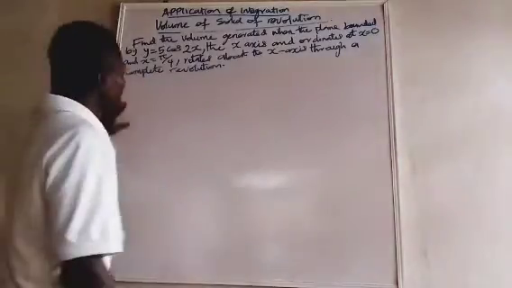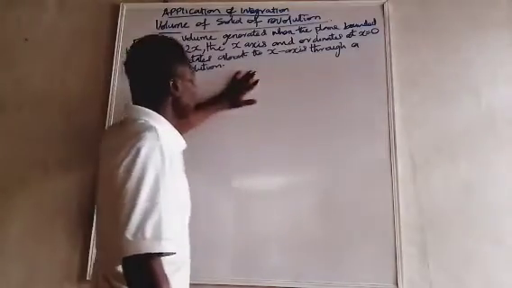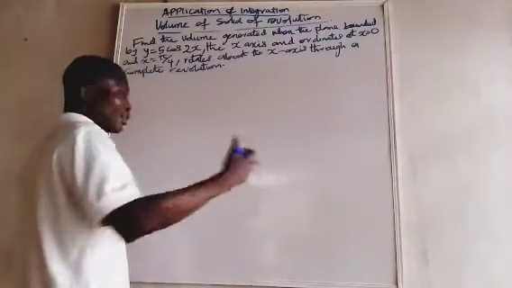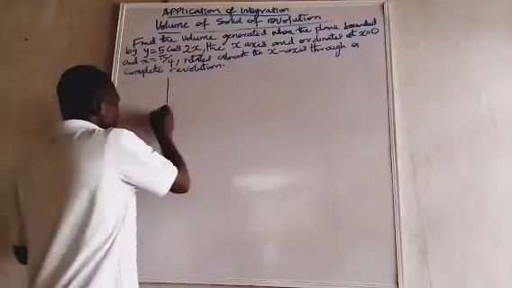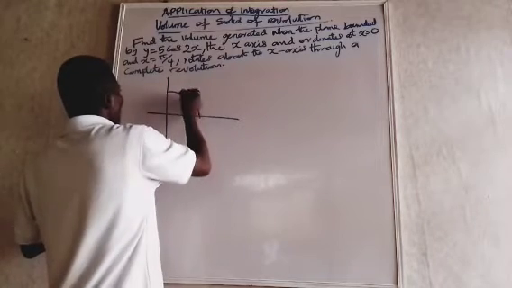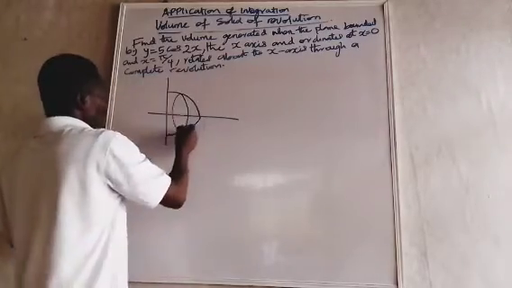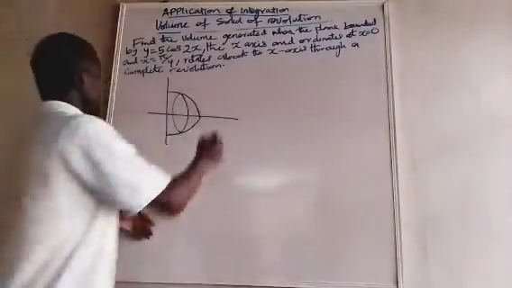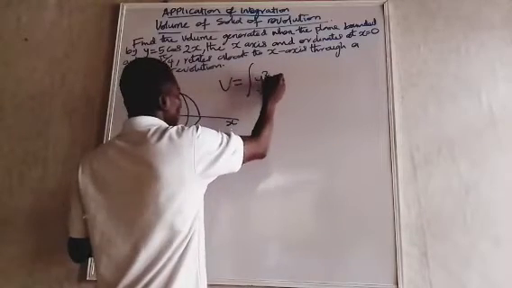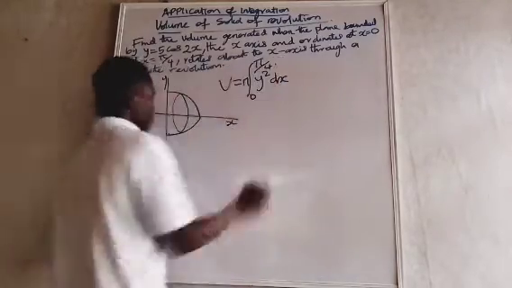Now the question is, find the volume generated when the plane bounded by y equals 5 cos 2x, the x-axis and ordinates at x equals 0 and x equals pi over 4 rotates about the x-axis through a complete revolution. So what they are saying is this. This is going to be something like this. So it now moves round 360 degrees. So how do you find that? We know that V is going to be pi y squared dx from 0 to pi over 4. You can see.